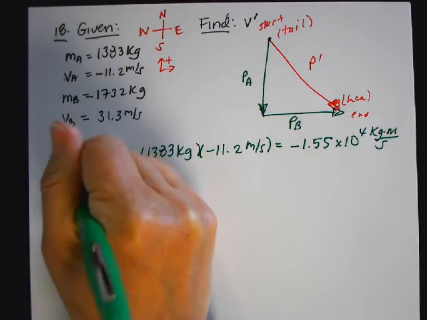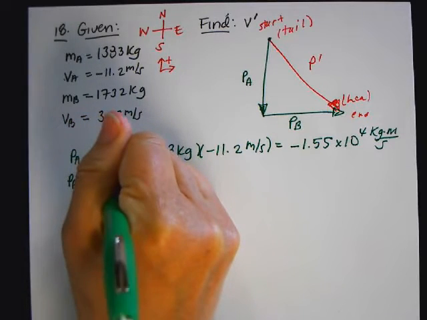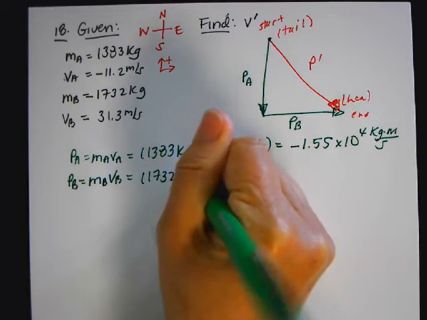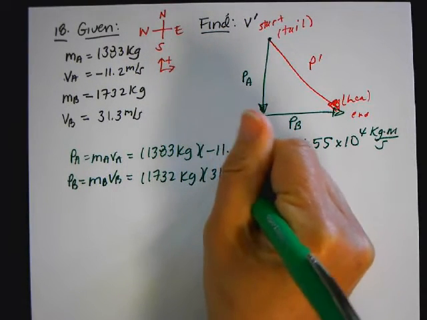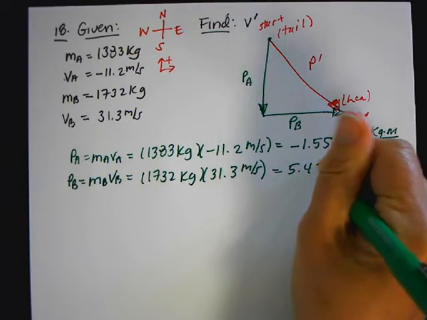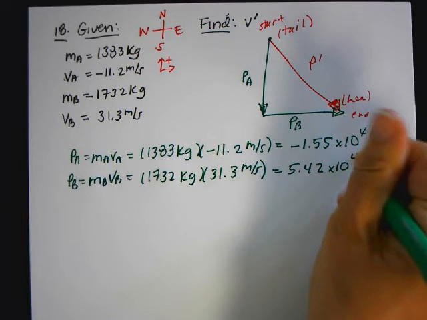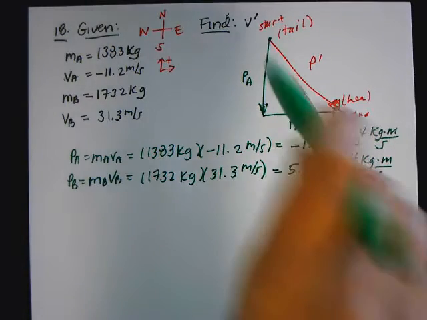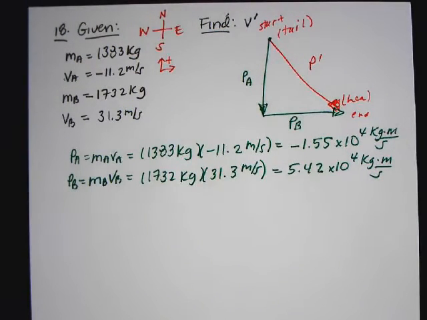Then PB is going to be MBVB. So it's equal to 1732 times 31.3 meters per second. So this comes out to be positive 5.42 times 10 to the 4 kilogram meter per second. So now I've found PA, the momentum of car A before collision, PB, the momentum of car B before collision, and now I want to find their total momentum because they're stuck together after.